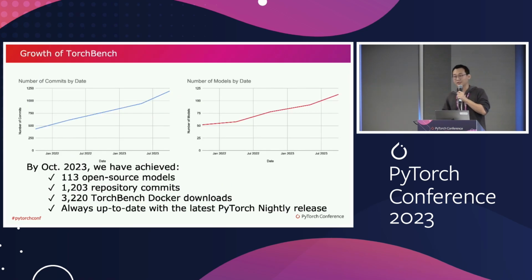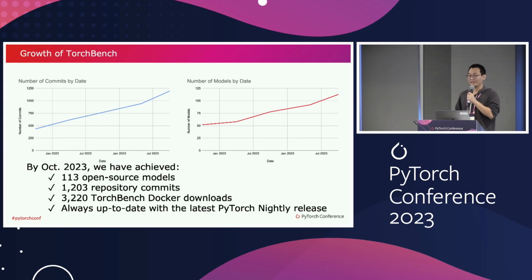Over time, we have seen pretty good growth in the contributions to TorchBench. Starting from 2022, we have grown our number of models from around 50 to now over 113 open source models. And it covers a lot of different machine learning areas like NLP, reinforcement learning, text generation and translation, etc. And we also see pretty good growth in the number of commits to this repository, which is located at PyTorch/benchmark, from both Meta and non-Meta contributors.